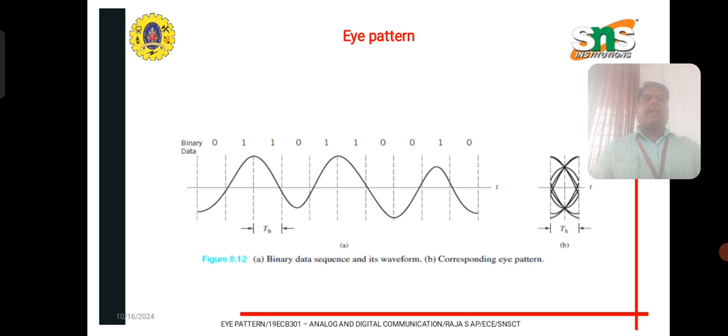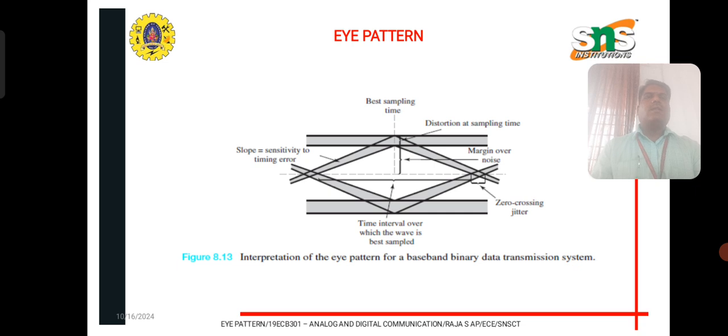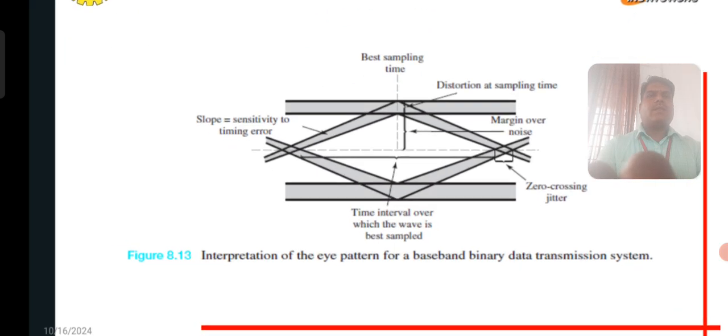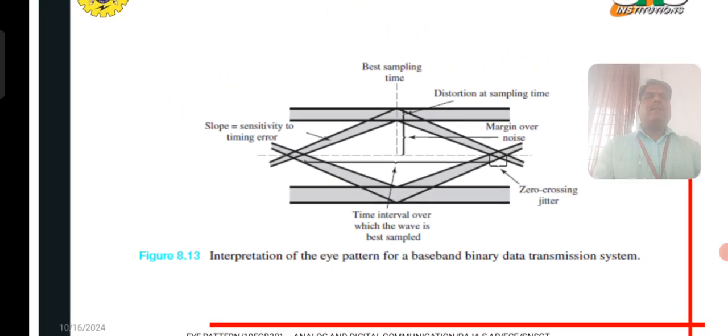If you see this figure, the binary data 01101100010 is applied to the CRO, and the zeros and ones combine together to form a pattern like a human eye, as shown in figure B. So this figure shows the eye pattern diagram.